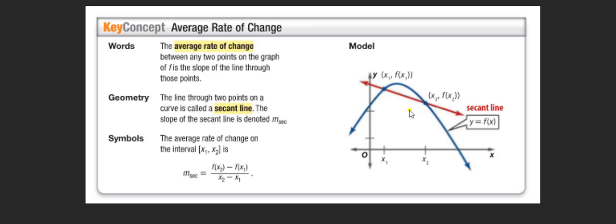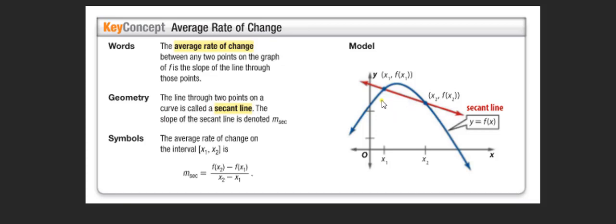In this video, we're going to talk about average rate of change. So let's say you have a function, y equals f of x, and you have 2 points on the function. This point right here is x1 and f of x1. F of x1 is the y value of x1. And you have a second point, x2, and f of x2. F of x2 is the y value of x2.